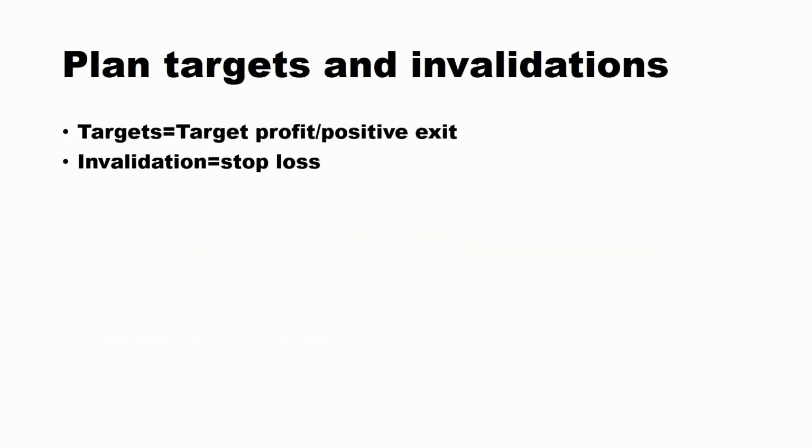The next thing you're going to look out for is planning for your targets and invalidation areas. Now, most of us tend to just plan for the stop loss. Why do you want to plan for the stop loss without also planning the targets? You have to plan the targets. By targets, we mean the take profit or the positive exit. Sometimes your trade may not hit the take profit, but it may hit your positive exit, or sometimes you may just decide to close manually.